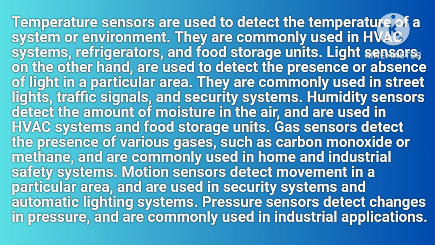Gas sensors detect the presence of various gases, such as carbon monoxide or methane, and are commonly used in home and industrial safety systems. Motion sensors detect movement in a particular area, and are used in security systems and automatic lighting systems. Pressure sensors detect changes in pressure, and are commonly used in industrial applications.